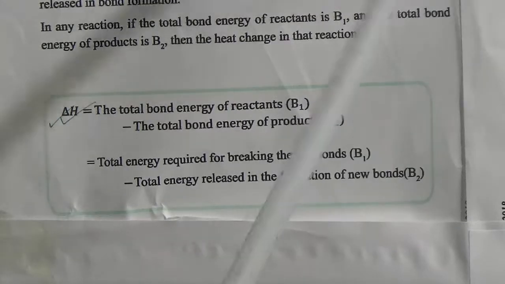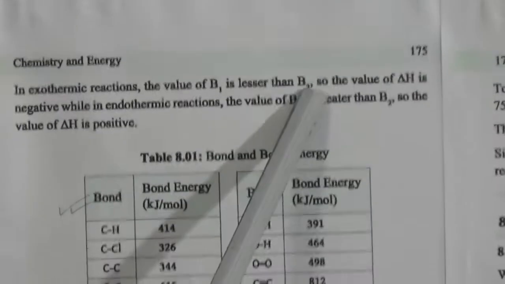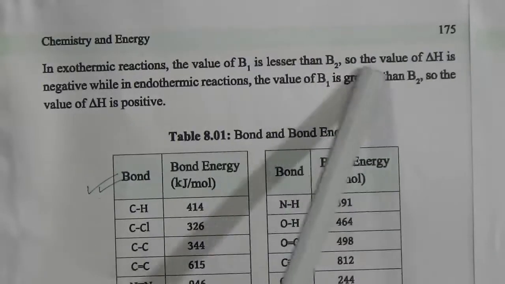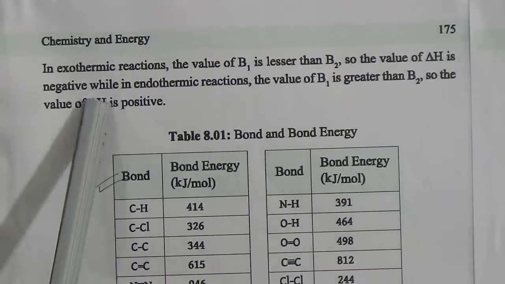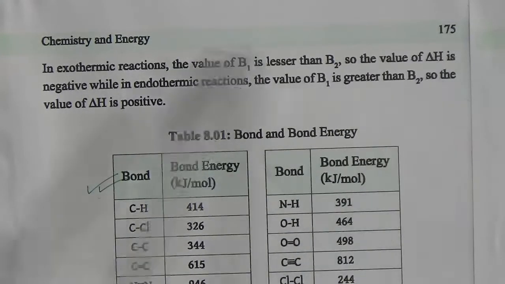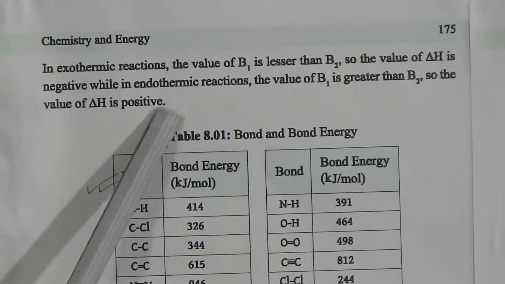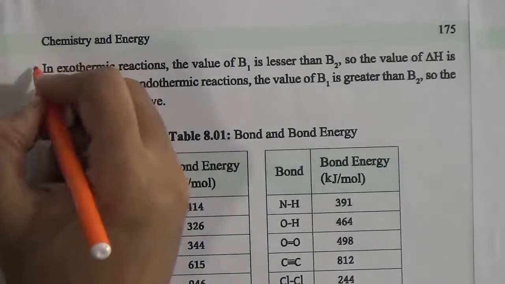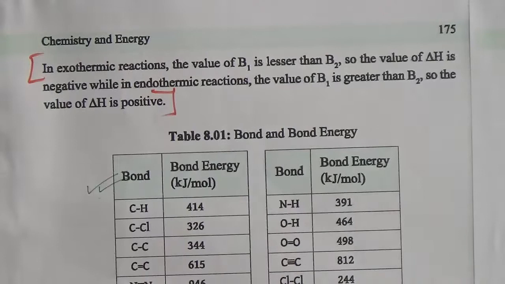Now come to next page. That means in exothermic reaction B1 is lesser than B2, so the value of del H is negative, and in endothermic reaction B1 is greater than B2, so the value of del H is positive. This total portion you have to remember. This is too important for your MCQ and knowledge based questions.